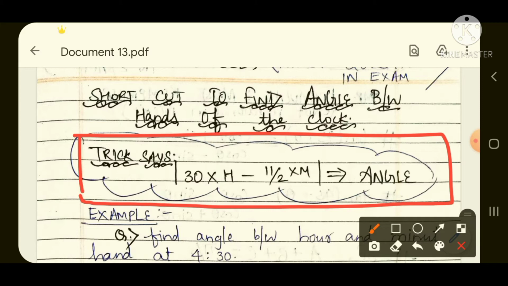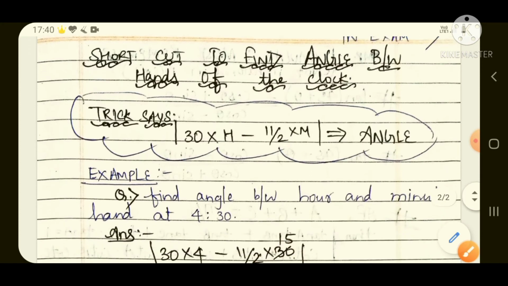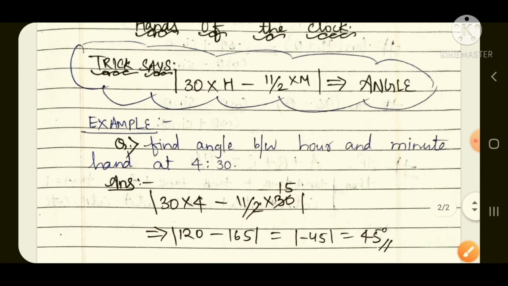The formula is the modulus of 30 into hour minus 11/2 into m. For example, if some negative value comes after solving this, take the mod of that, and that is the required answer for your angle. So friends, for better understanding, I will take a few examples by which you can understand better.